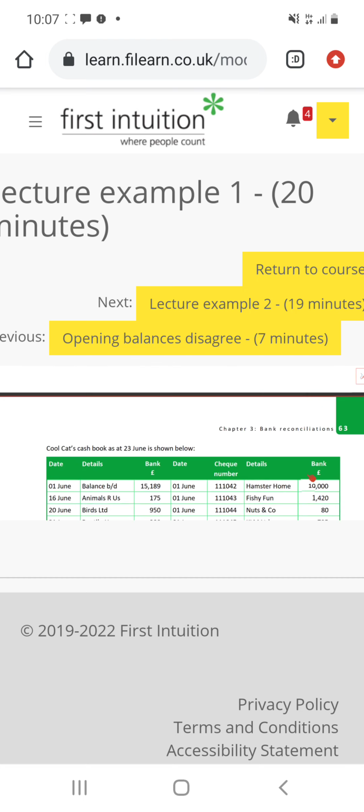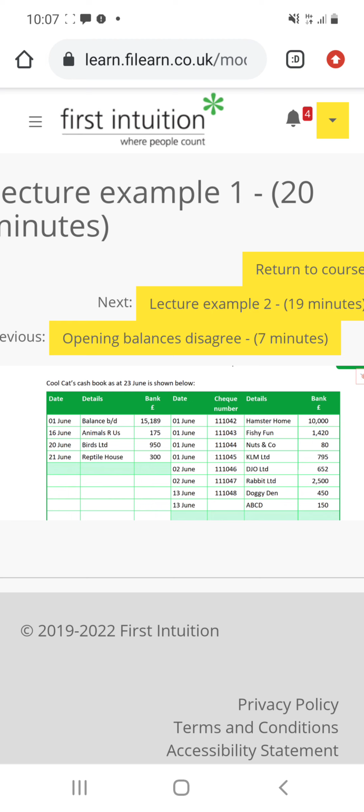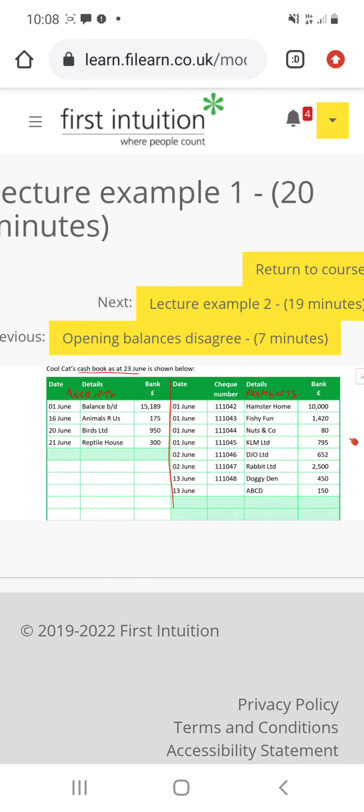We then have a cash book. So we've got our cash book as at the 23rd of June. Again, we've got all our receipts on one side, then effectively a dividing line, and all our payments on the other side. So we've got our receipts and our payments on our cash book. That's the sort of information you'd be provided with in the assessment.